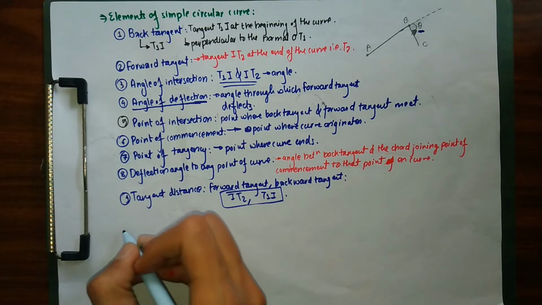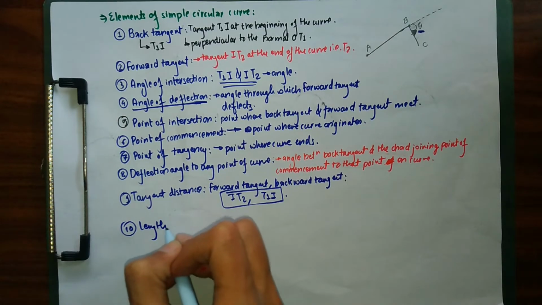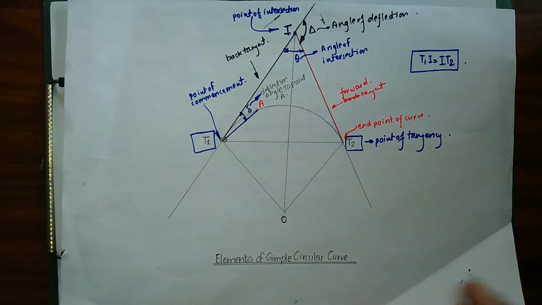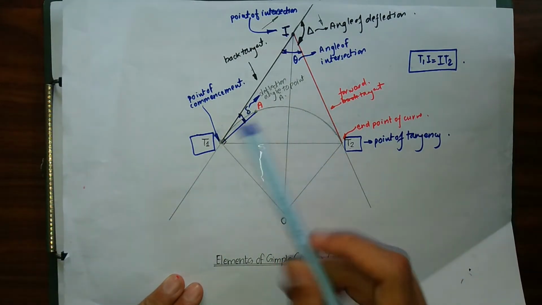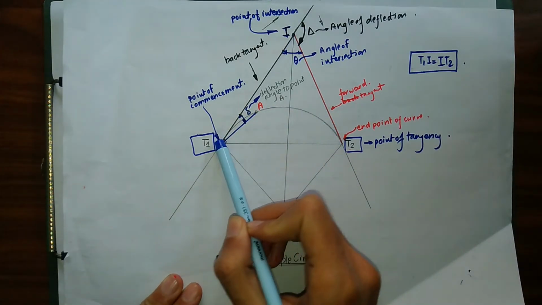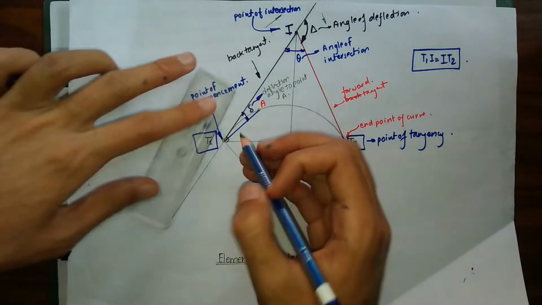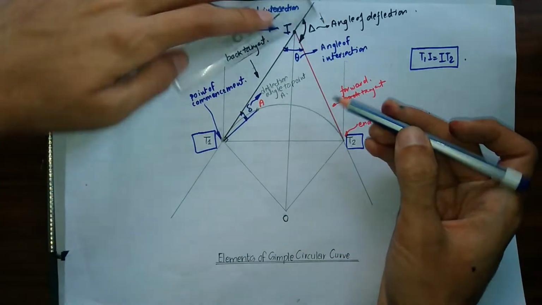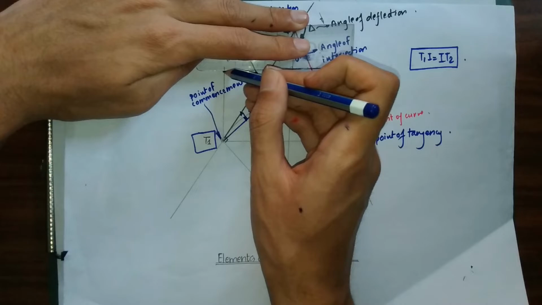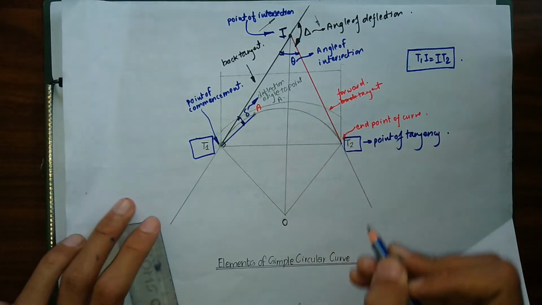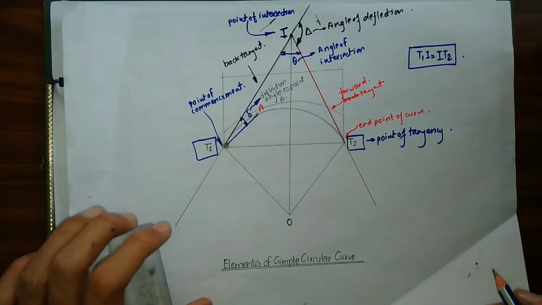In number 10 we have the length of curve. What is the length of curve? Let me describe it from my figure, it will be more clear. Our length of curve is simply the length of the curve from our point of commencement T1 to our point of tangency T2. From here to here, this is not the straight distance but this angular distance, and this is known as our length of the curve.